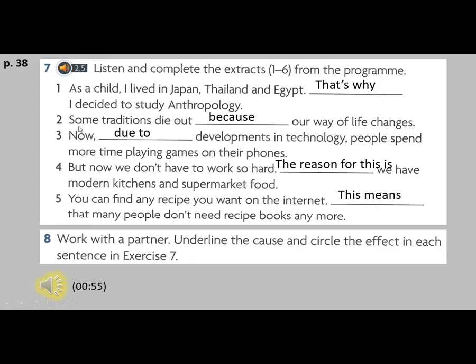Now, go through these sentences one more time. Underline the cause. So underline the cause and circle the effect. Circle the effect in each sentence in exercise 7. Stop this video now, do this, and after you finish, come back to check.